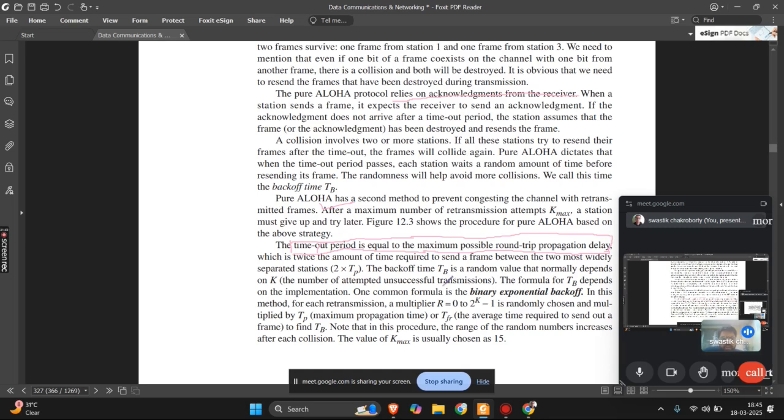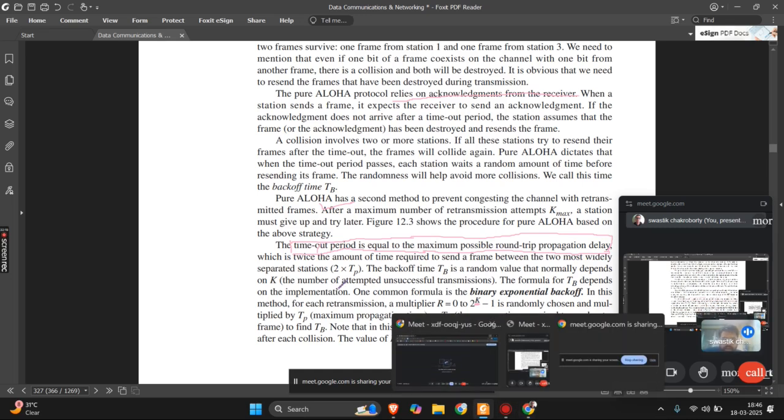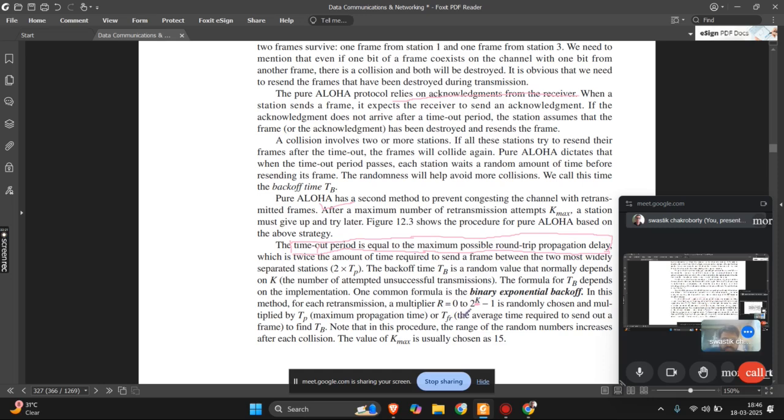And the backoff time is a random value which depends on K, the number of attempted unsuccessful transmissions. The formula for TB depends on implementation. One common formula is the binary exponential backoff, which means that R is 0 to 2 to the power K minus 1, where K is the current number of retransmission attempts. And the backoff time will be basically R into this 2 TP timeout period.